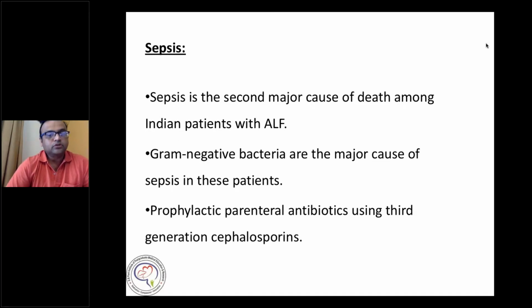There have been reports of prophylactic use of antifungals also, but as of today, we do not advocate use of antifungals in the early or in the beginning of the disease.